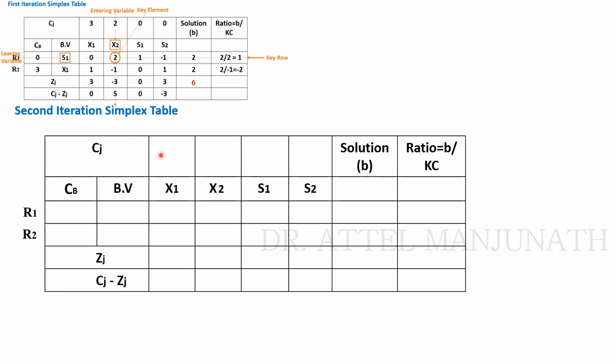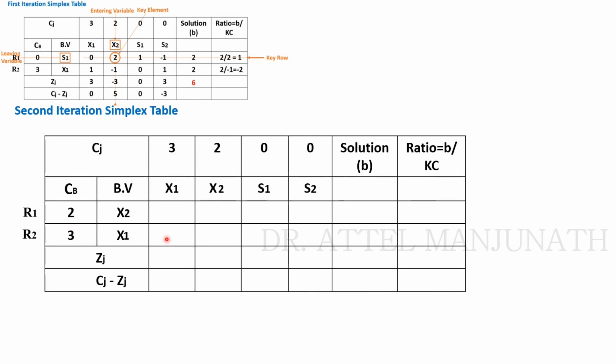So here the leaving variable is s1, the entering variable is x2. So now replace s1 by x2 here. This was s1, it is replaced by x2 the entering variable, and in the previous iteration s2 was replaced by x1. Now write down the coefficients for x2, it is 2, and for x1, x2, s1 and s2, whatever objective function coefficients are there, we have written the same thing. And for the basic variables x1, x2, you have to take the same values, 2 and 3 you have taken.